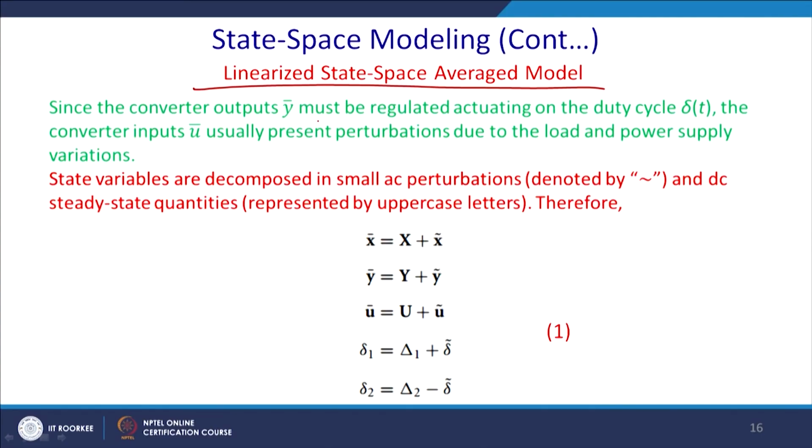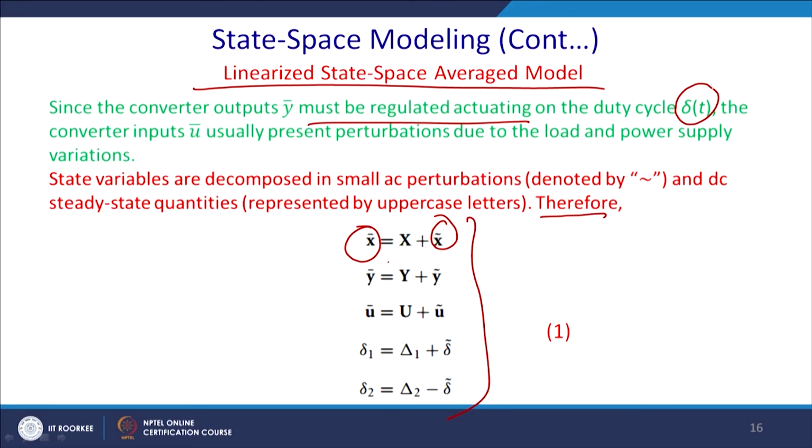Since the converter output Y must be regulated by actuating on the duty cycle, the converter inputs U usually present perturbation due to the load and the power supply variations. So, we shall consider that this has some constant value with a perturbation. The state variables are decomposed into small AC perturbations denoted by delta, and the DC steady state quantities represented by uppercase letters, and therefore it can be split like that.